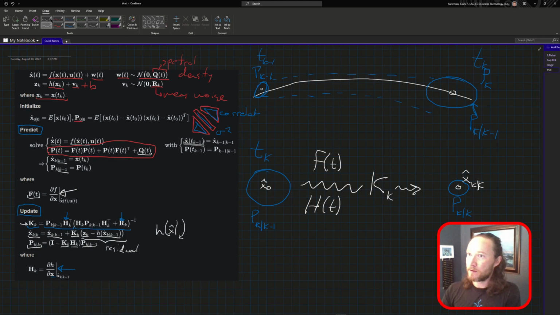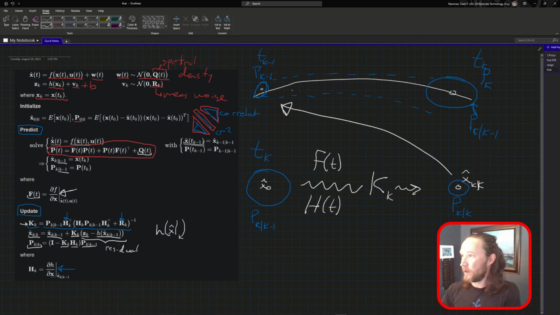And now we go back to where we were. And now we're at TK, and we're going to TK plus 1. And so now we're filtering. This is how we filter. We go back and forth between propagating, predicting, and updating. We just go back and forth between predicting and updating through time.